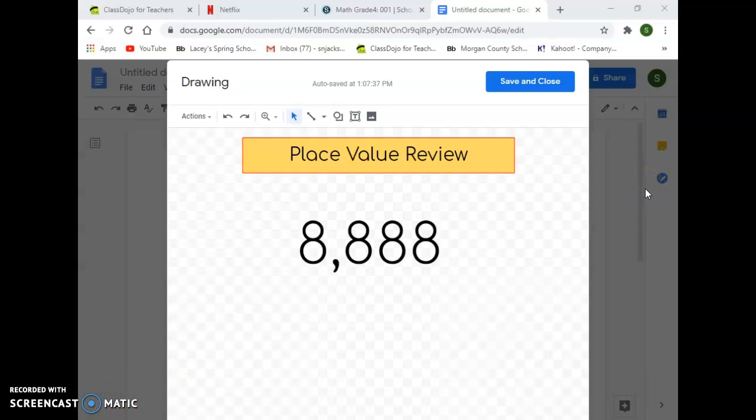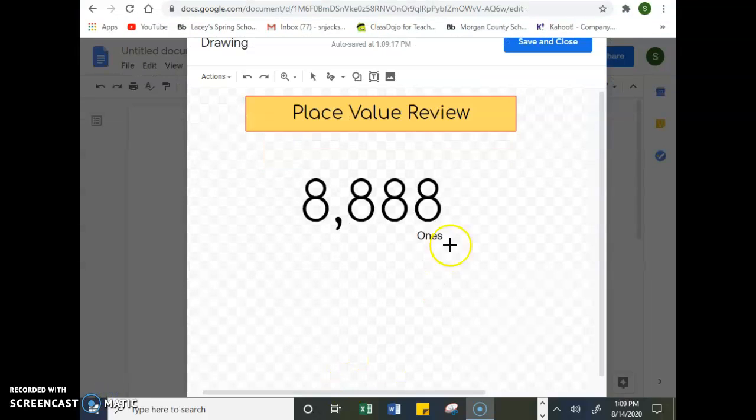In front of me right now, I have the number 8,888. But what are the differences between each one of these 8s? They're all the same number looking at it, but do they really have the same value? The answer is no, they don't have the same value. So we're going to review place value and what each one of these 8s really represents.